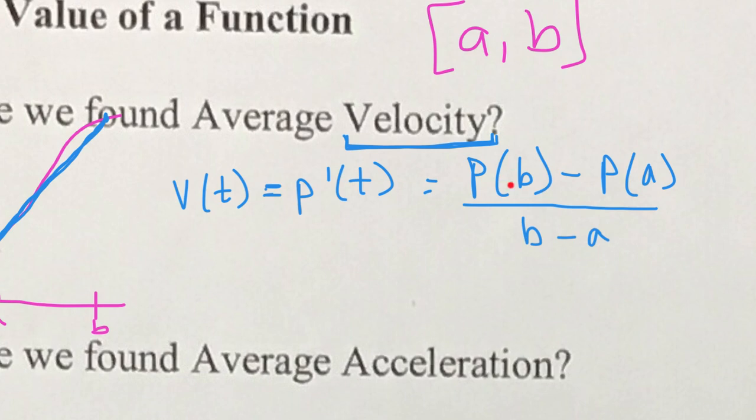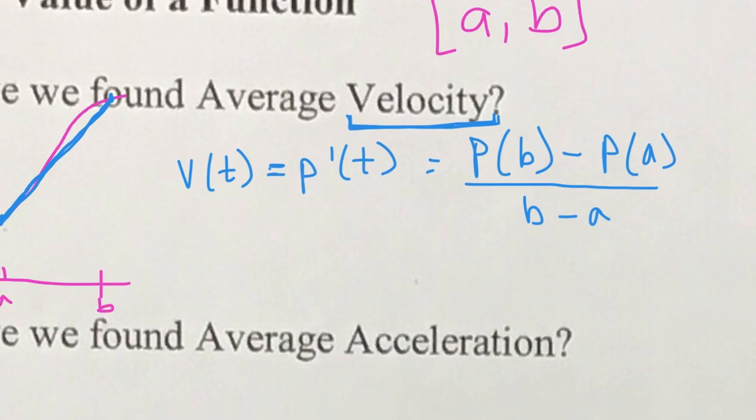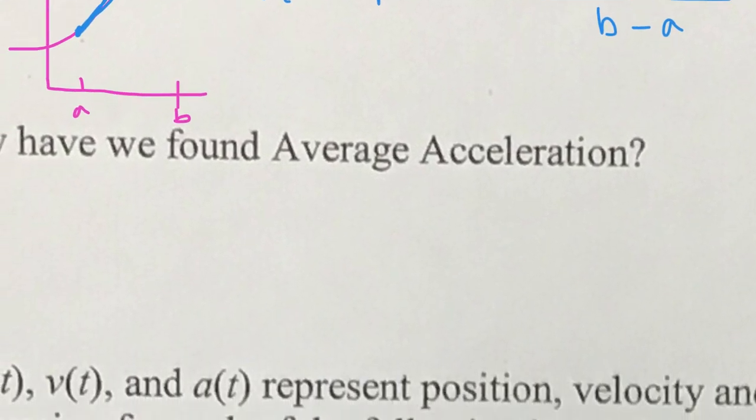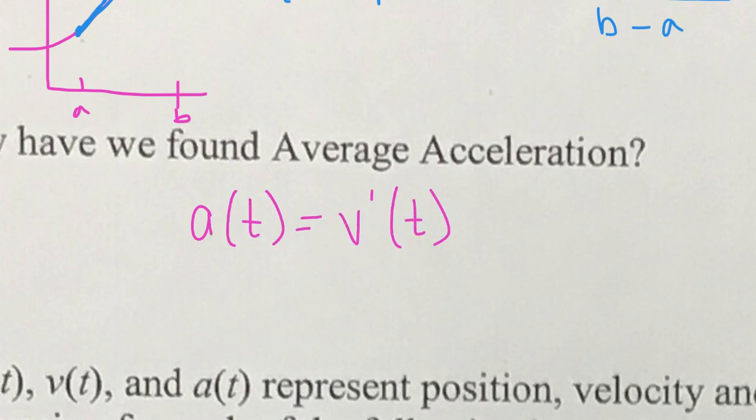So we take the y value at the end, subtract the y value at the beginning, and take the x value at the end and subtract the x value at the beginning. Specifically for velocity, those points come from your position function, because velocity is a derivative of position. Now, what about average acceleration? What does acceleration relate to?